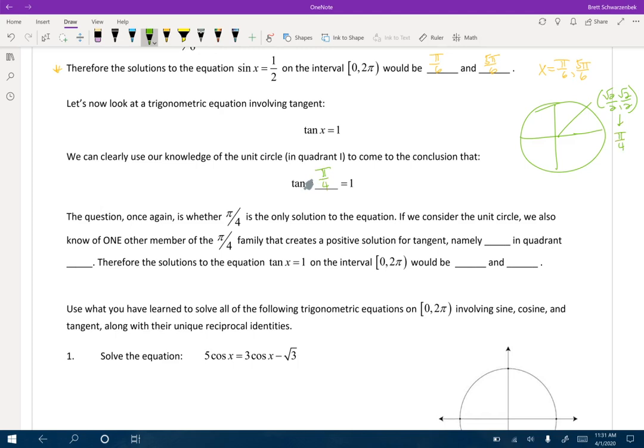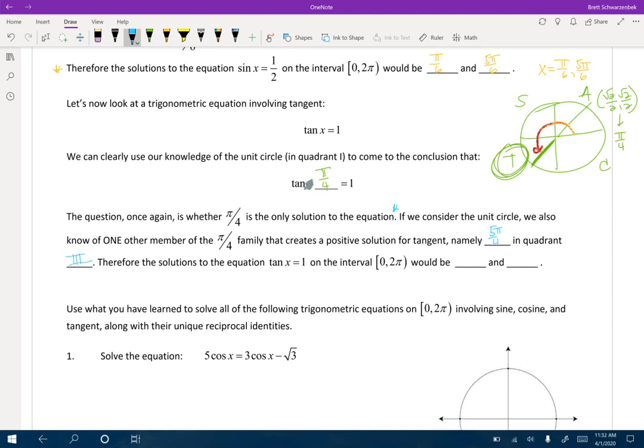But here's the issue. Again, that is one of the solutions. Now the question is, is there any other quadrant where we get a positive 1 from the tangent of a pi over 4 family? Well, if you look at all students take calculus, you look at this and go, hey, we also have a positive result in quadrant 3. So what we have to do is find the pi over 4 family in quadrant 3. If we consider the unit circle, we also know of one other member of the pi over 4 family that creates a positive solution for tangent, namely 5 pi over 4 in quadrant 3.